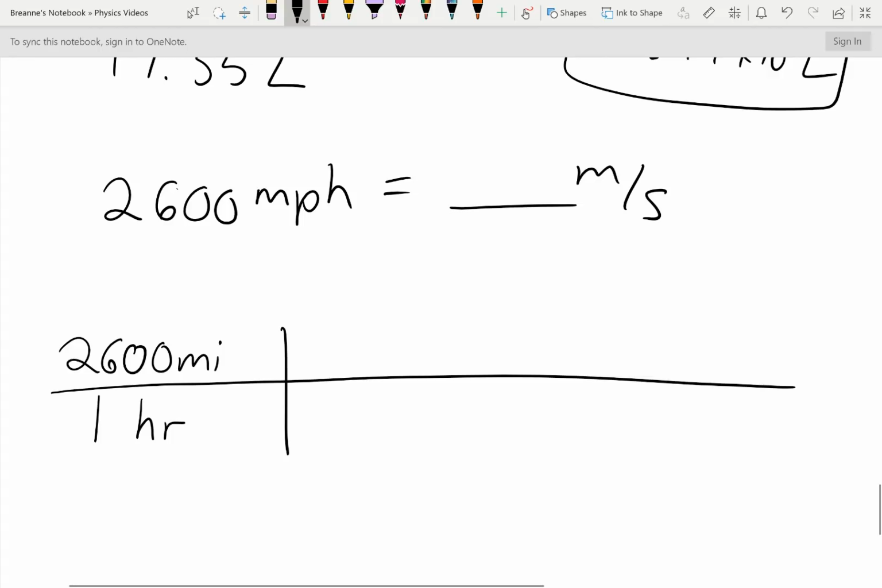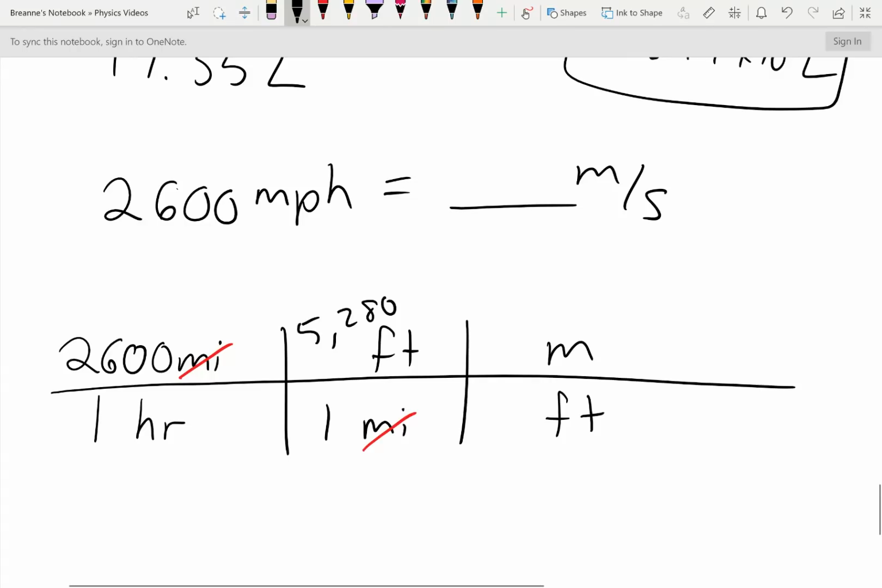So we're going to focus on the miles first. We don't want miles, so miles get shunned to the bottom. And again, looking at your chart, there are multiple paths to do it. So let's do it a different path. Let's go from miles to feet. So for 1 mile, we have 5,280 feet. Miles cancel because we don't want miles, but we really don't want feet either. So feet need to get shunned to the bottom because we want meters.